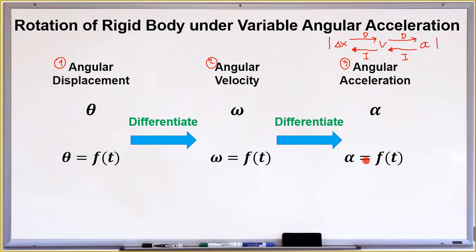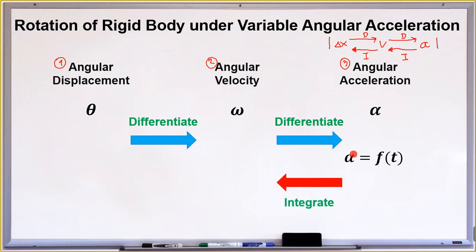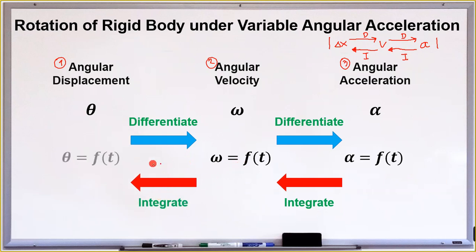Now, if we do the reverse, so if mag-start ta sa angular acceleration, either angular or velocity. So the reverse of differentiation nga method is integration. So we integrate the angular acceleration in order to solve for angular velocity. Okay, so that we can solve for a function of the angular velocity. And to solve for the angular displacement, so we need to integrate the angular velocity to arrive a function of the angular displacement.